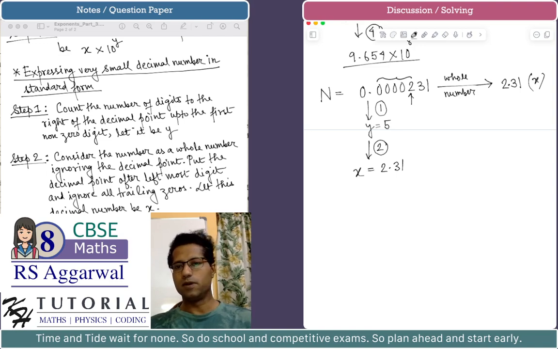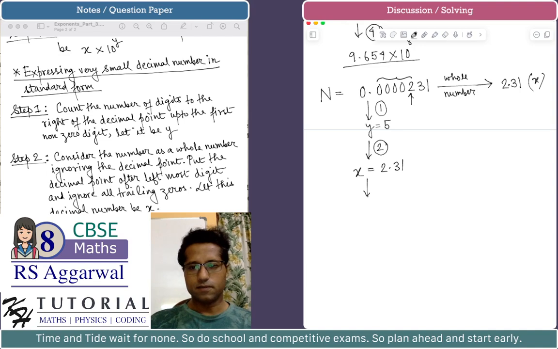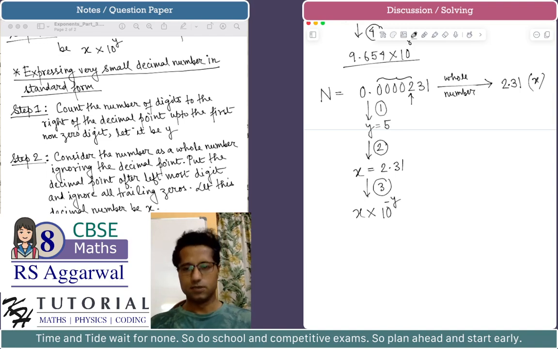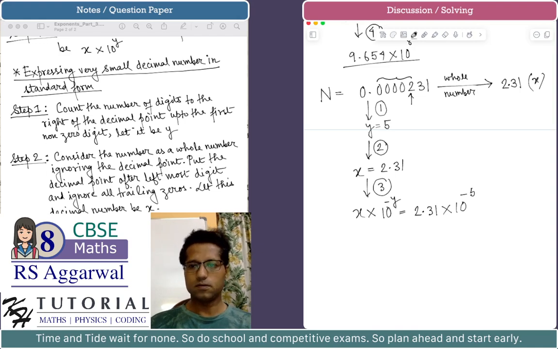Now you put a decimal point after the leftmost digit. In this case, it is 2. So put a decimal point after 2. So we got 2.31. This is x. Now as a final step, the standard form will be x multiplied by 10 to the power minus y. Please keep this in mind. It is not 10 to the power y, it is 10 to the power minus y. So this becomes 2.31 multiplied by 10 to the power minus 5.